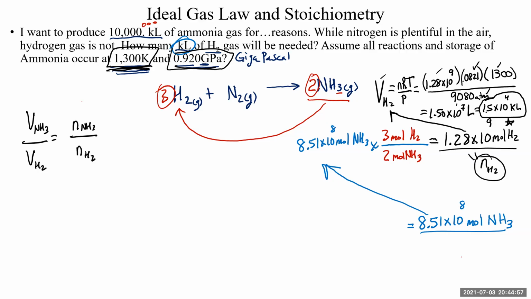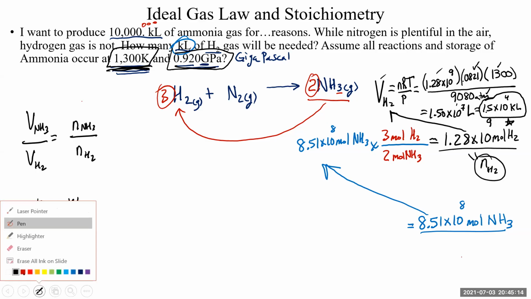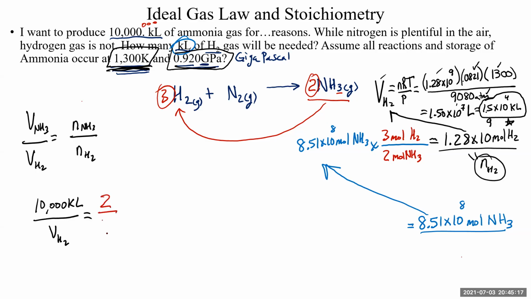So if I simply plug this in, I have my volume of ammonia at 10,000 kiloliters to some unknown volume of hydrogen gas, and that's going to equal my mole ratio. Well, I already know my mole ratio from the chemical equation is 2 to 3, 2 moles of NH3 to 3 moles of hydrogen. That is the ratio set by the chemical equation. All I have to do then, boy, I hope this works out. I haven't actually tried this before. It should. So the volume of hydrogen is going to equal what?